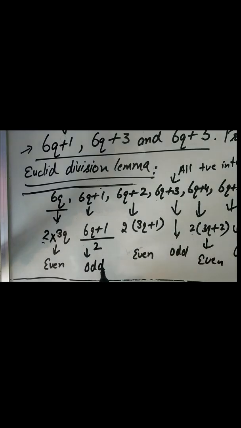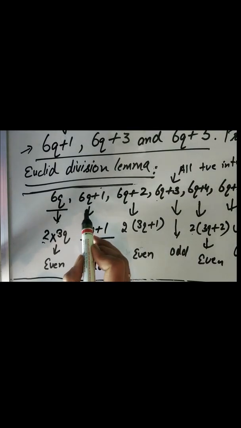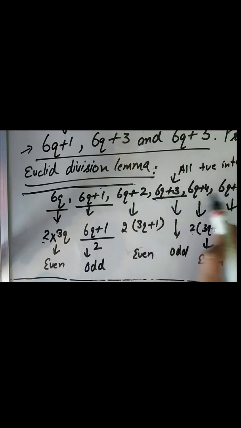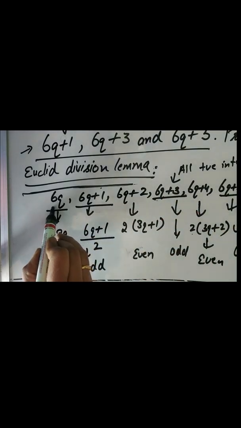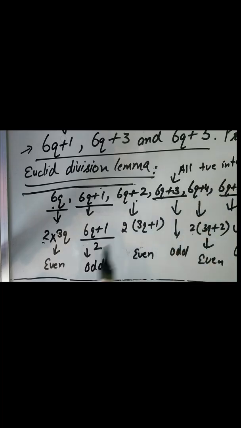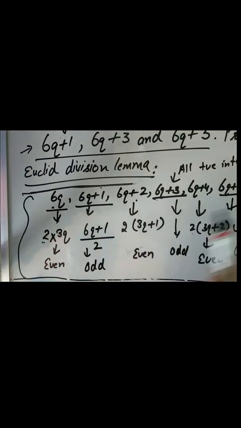So this proves actually that all odd numbers are of the form this, this and this. They are never of the form this, this and this. Because a number is either even or odd, no? A number cannot be even and odd both. So this was the understanding part.